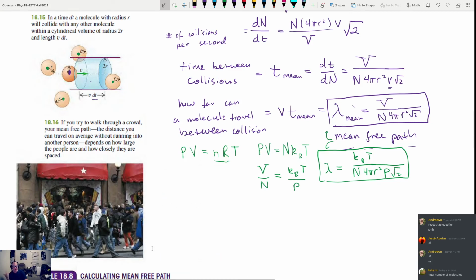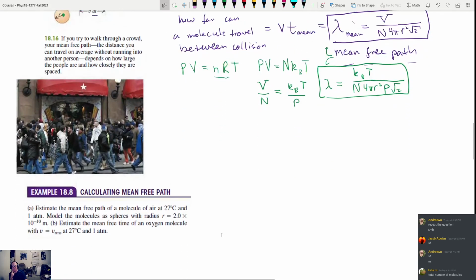As people spread out, if you go to the library where people tend to be very spread out, you probably don't bump into people very often. But yeah, that would be your mean free path. How far you could travel without bumping into somebody else. Maybe that helps you to understand it.